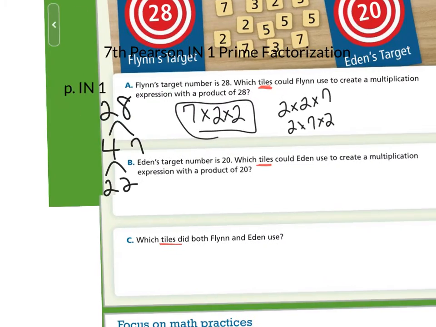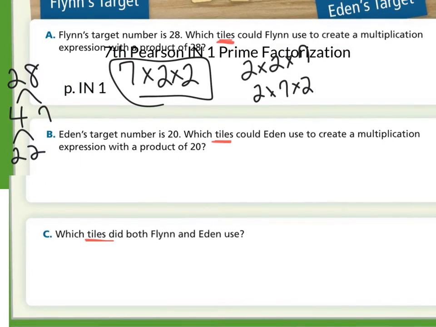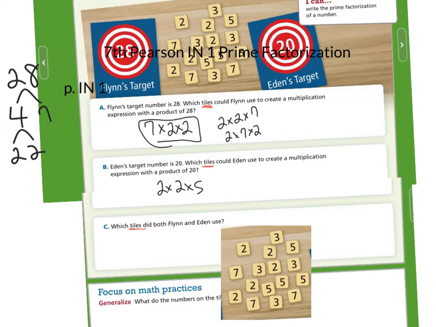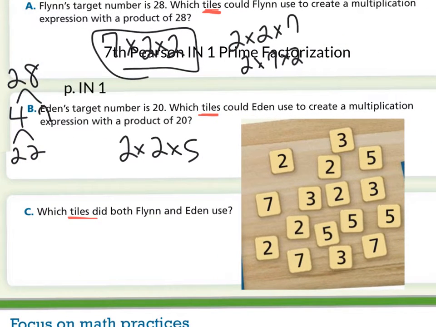So part B, Eden's target number is 20. Which tiles could Eden use to create a multiplication expression with a product of 20? So if you look at the tiles there, they could do 2 times 2 times 5. And I guess we could show the tiles here so you can see both things at the same time, what we're doing.